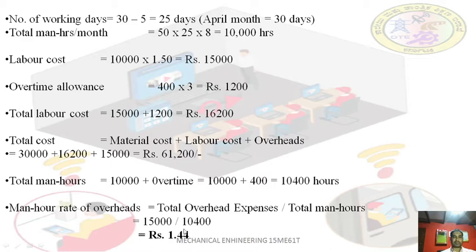This means if a labor works for 1 hour, then the overhead charge will be rupees 1.44. So if you work for 10,400 hours, then 10,400 multiplied by 1.44 gives 15,000. Since it is a labor oriented company, they are calculating the overhead charges on the basis of man hour rate, meaning the labor work rate. If the labor works for 1 hour, the overhead will come as 1.44. This is about the calculation of the man hour rate of overhead.